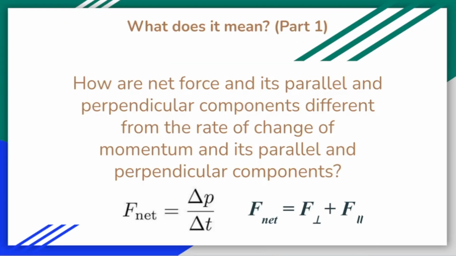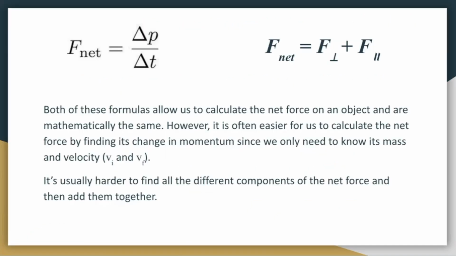What does it mean for part one? How are net force and its parallel and perpendicular components different from the rate of change of momentum and its parallel and perpendicular components? Both of these formulas allow us to calculate the net force of an object and are mathematically the same. However, it is often easier for us to calculate the net force by finding its change in momentum since we only need to know its mass and velocity. That is, v initial and v final. It's usually harder for us to find all the different components of the net force and then add them together.